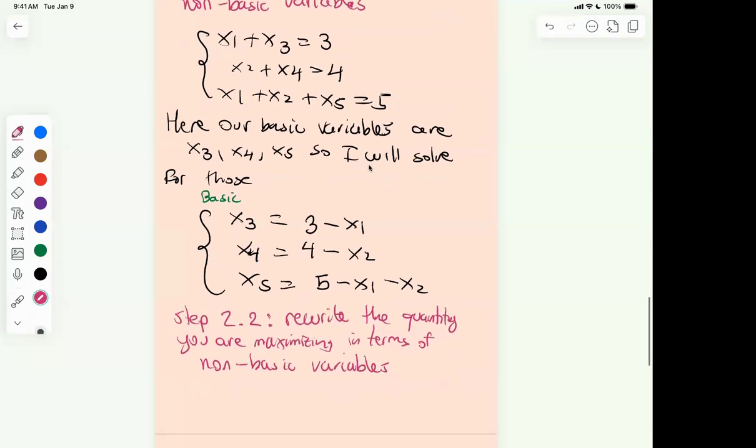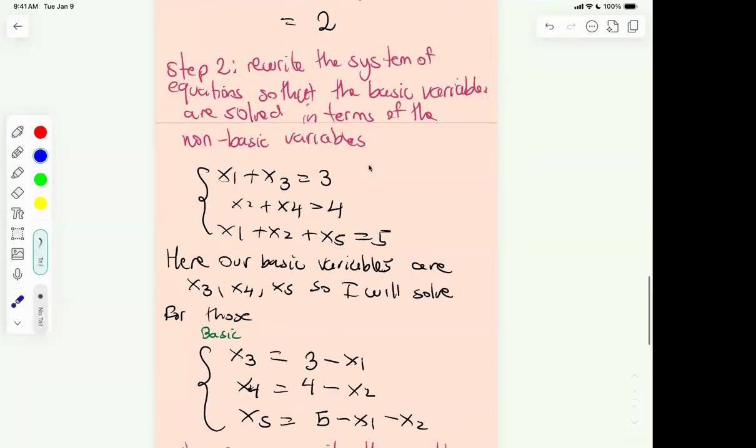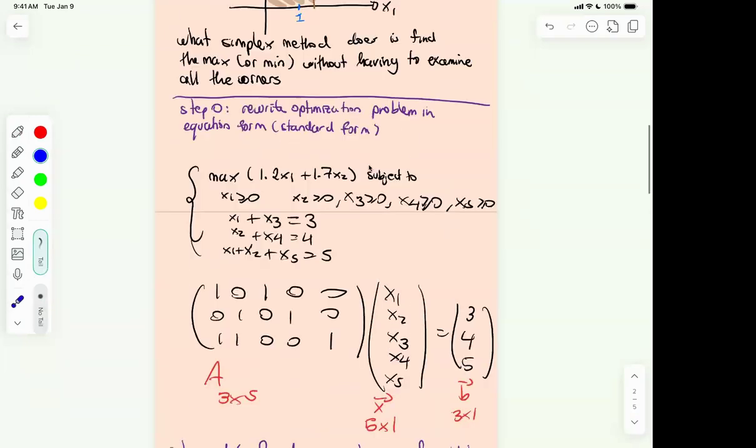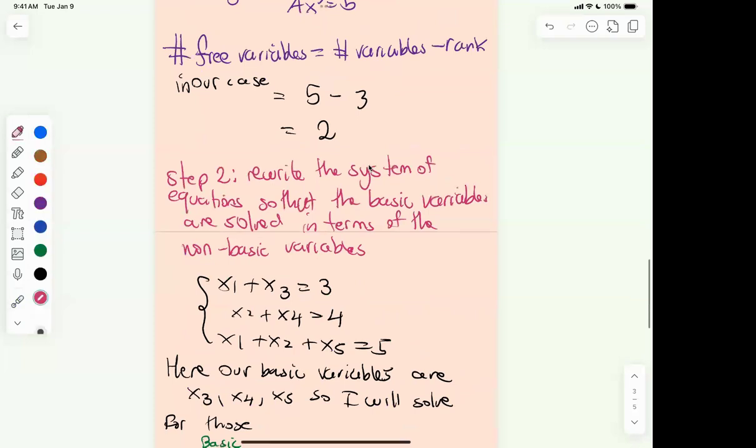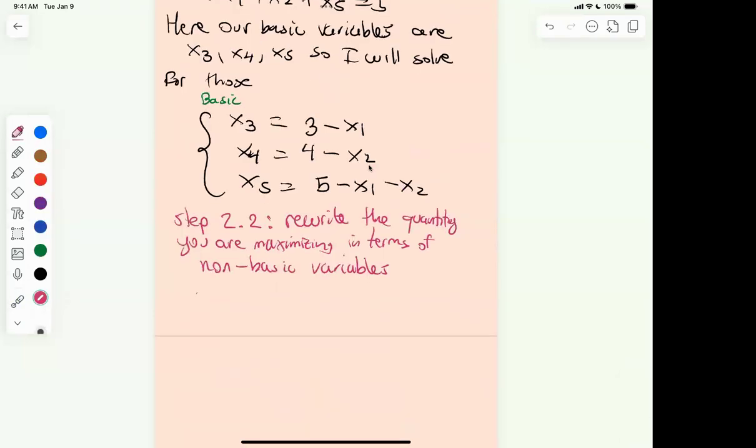So let's give that a name. If you go back for a second to the optimization problem, this is what we're trying to maximize. So let's call that Z just to give it a name, or you could call it M for maximizing, or F for function. In our case, this is what we're maximizing.